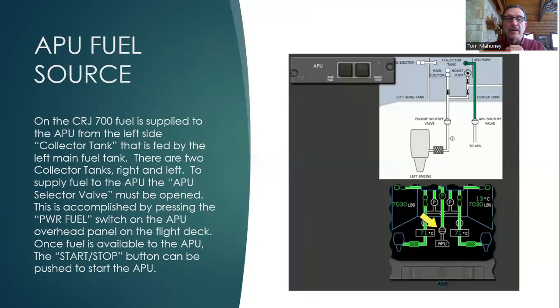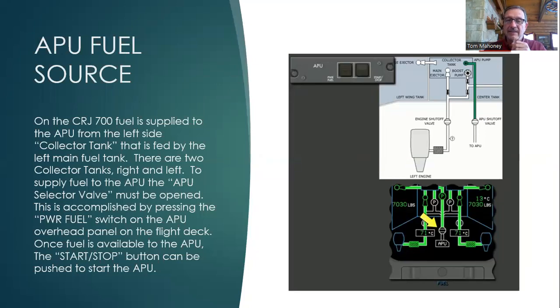We looked at that slide. Let's go on to this one. The APU fuel source. What kind of fuel does the APU run on? It would make sense that it would run on the same fuel that the jet engines run on. Since it's running on jet fuel, we would like to take that jet fuel from some tank somewhere on the aircraft. Well, we're going to take it from what we call the left collector tank.